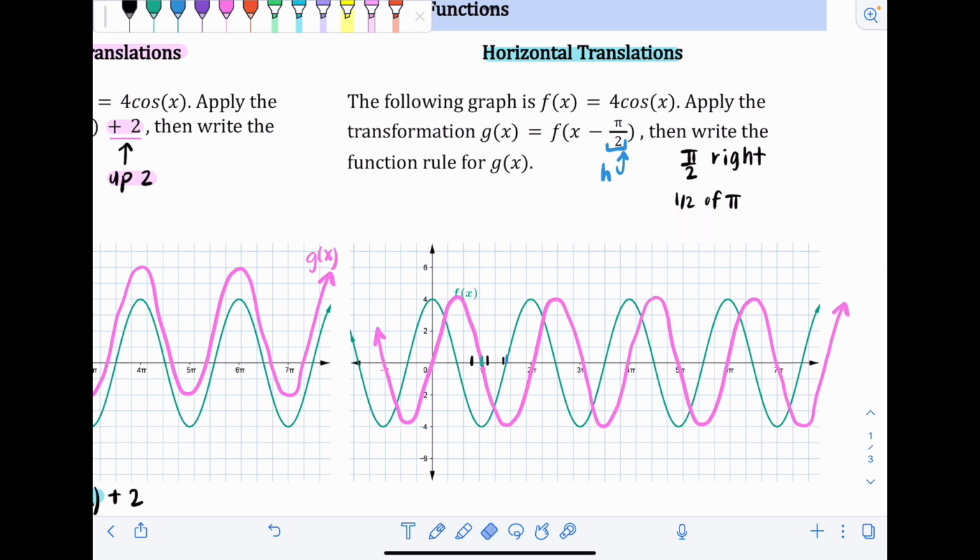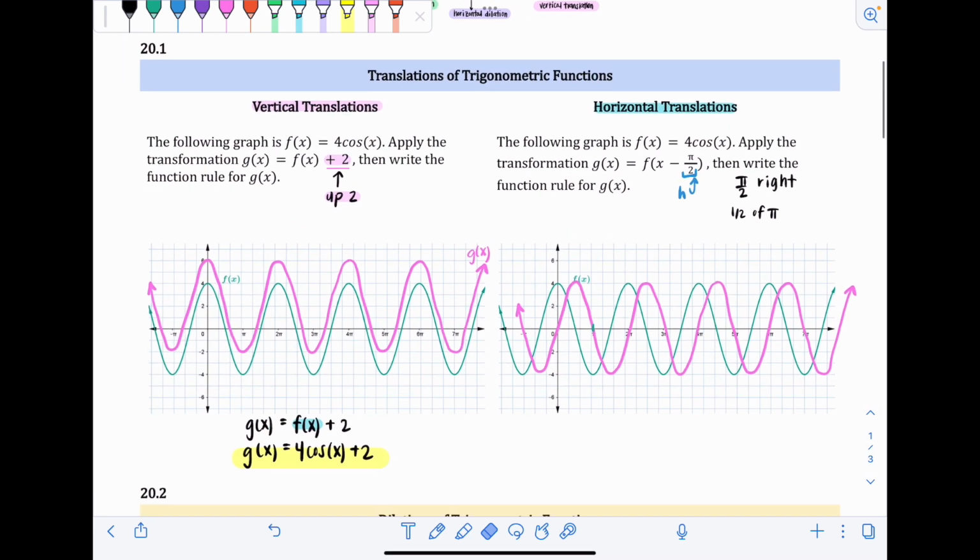It doesn't have to be necessarily perfect. We just want to make sure that we're able to identify, is the distance correct? Does it make sense in this context? I know from here to here, that was pi. I just needed to go half of that distance, which it looks like that's what I did. From here to here, it looks about half that distance. So pi over 2. So this has that correct translation in there. So everything is shifted pi over 2 to the right, and then we just want to write the function rule.